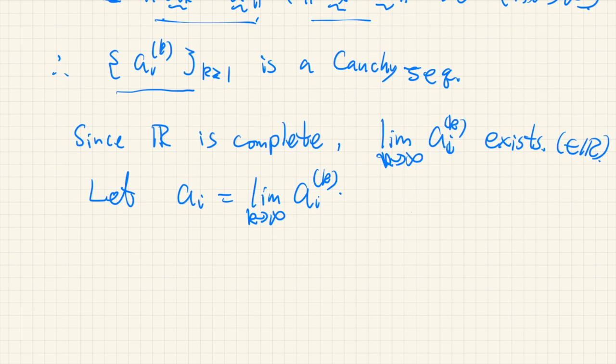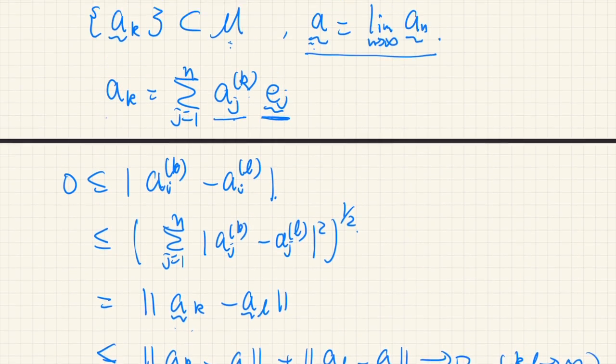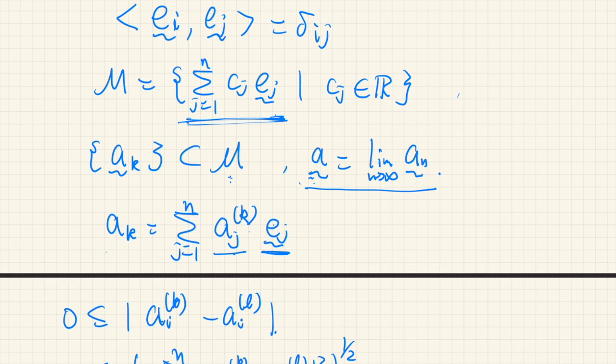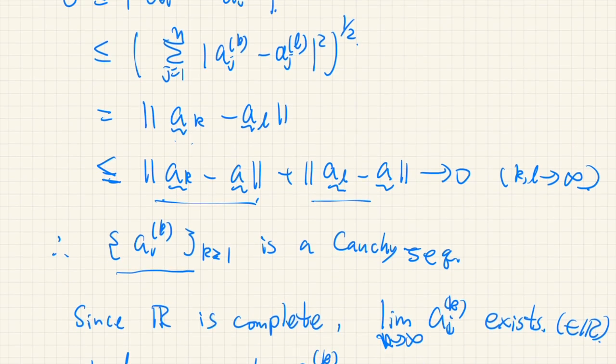And consider the vector, the sum over j from 1 to n of a_j e_j. So using this a_j, let's define a vector as this. Then we show that this actually is equal to the limit of the vector sequence. So this should be equal to this vector a. Let's show that.